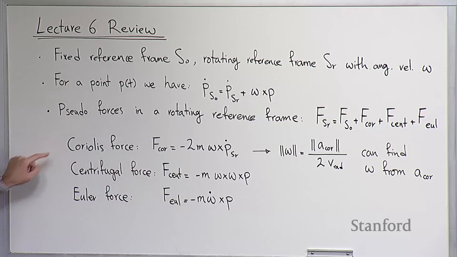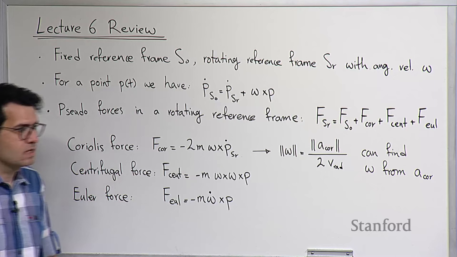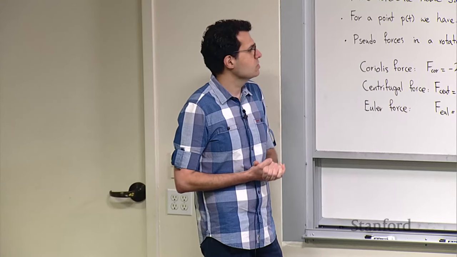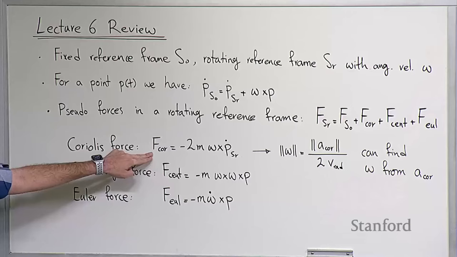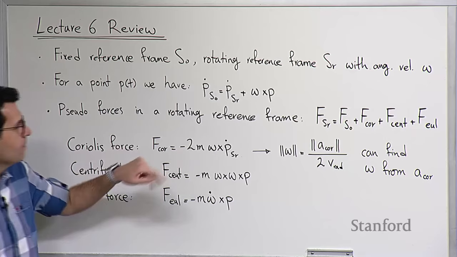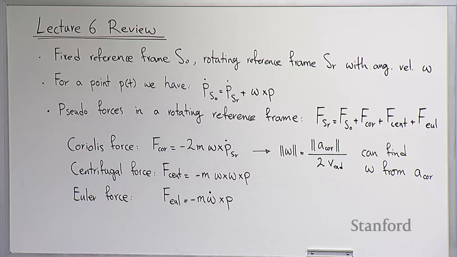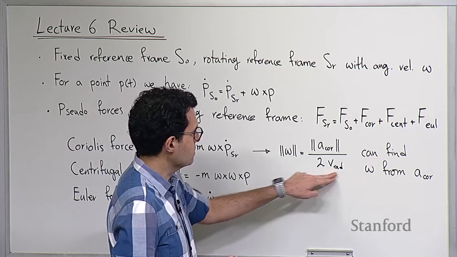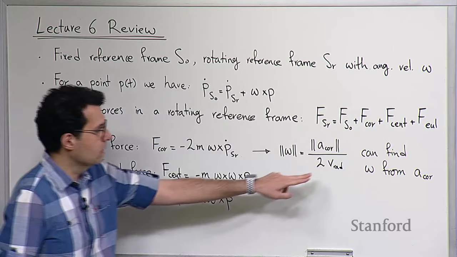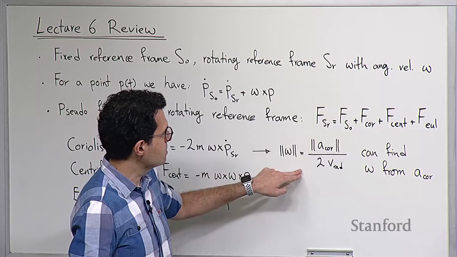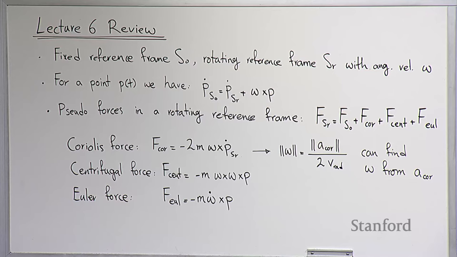Specifically, we said the type of accelerometer that we're going to study in detail, a vibratory mechanical accelerometer, essentially measures the Coriolis force or the Coriolis acceleration, F divided by m. The magnitude of that acceleration is directly proportional to the angular velocity, and also to the linear velocity of the particle. So if the linear velocity is known and you can measure the Coriolis acceleration, then by this simple equation you can find out what the angular velocity was. This is the principle of operation of the type of gyroscope that we're going to study in detail.